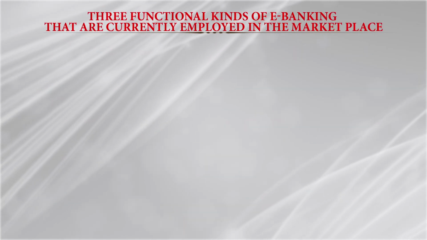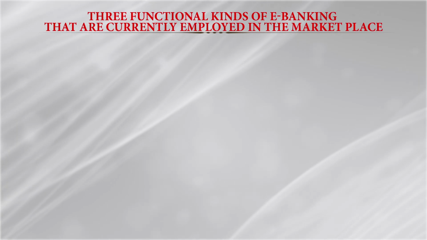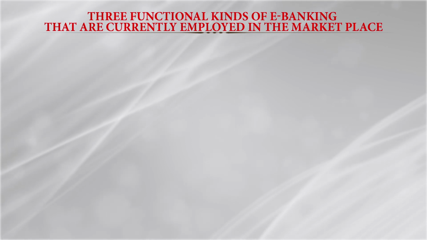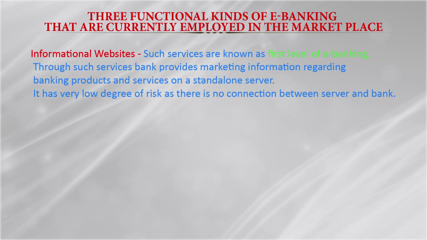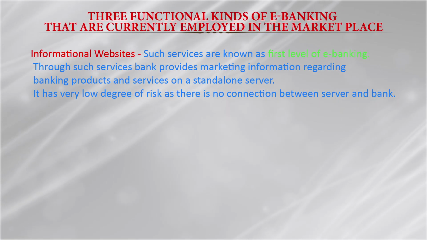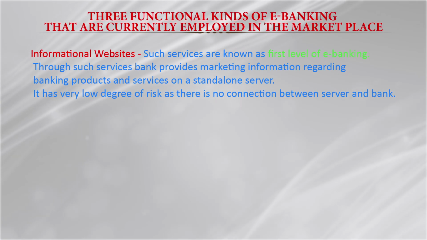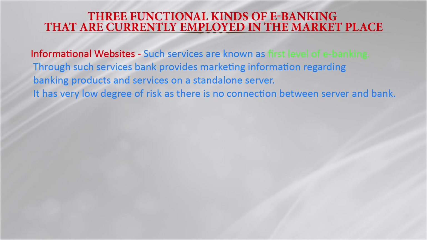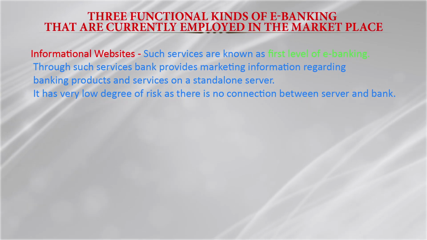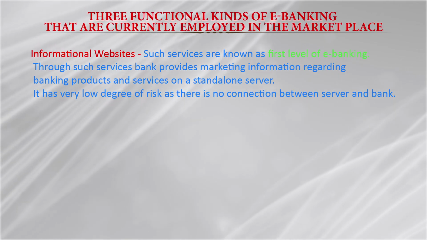So there are 3 functional kinds of e-banking that are currently employed. One is the informational websites, then you have communication websites, and then you have advanced transactional websites. When you talk about informational websites, such services are known as the first level of e-banking, because through such services, the bank provides marketing information regarding banking products and services as a standalone server. It has a very low degree of risk. There is no connection between the server and the bank. The things are not linked, because this is an informational website.